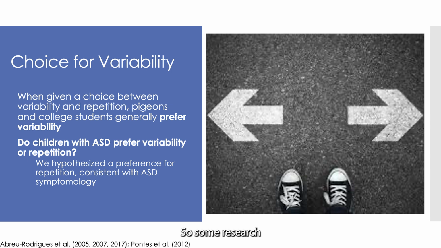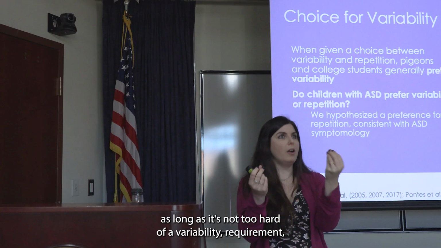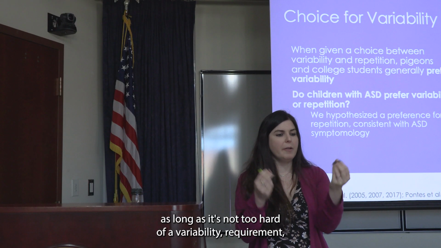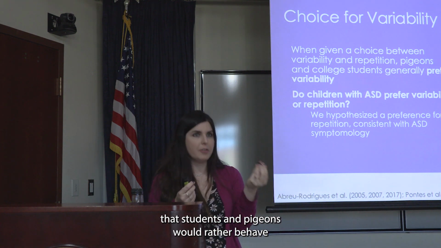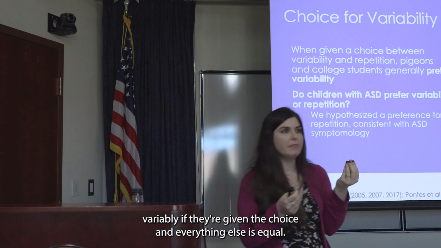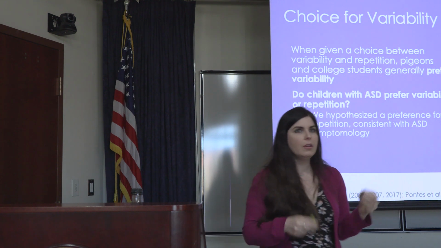So some research has shown actually that if you give, this has been done in college students a couple of times, pigeons a couple of times, it's really limited. But if you give a choice between behaving repetitively and behaving variably in a really basic computer task, as long as it's not too hard of a variability requirement, we actually see that college students and pigeons would rather behave variably if they're given the choice, if everything else is equal.